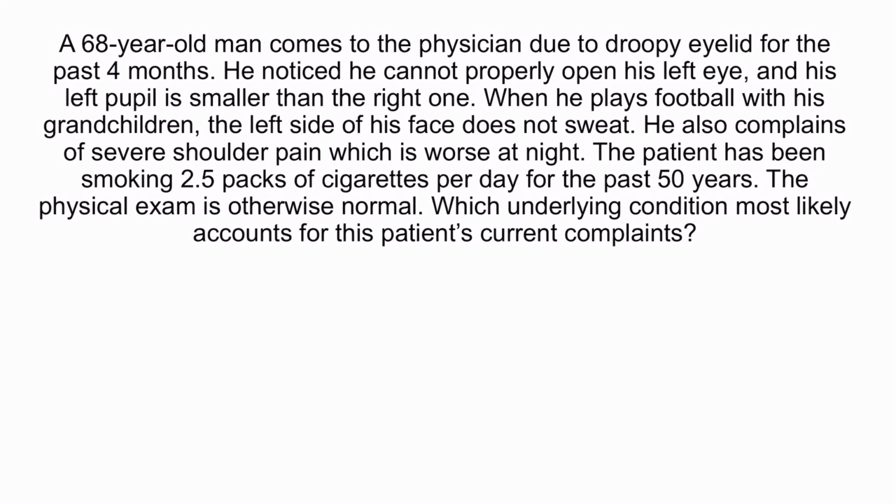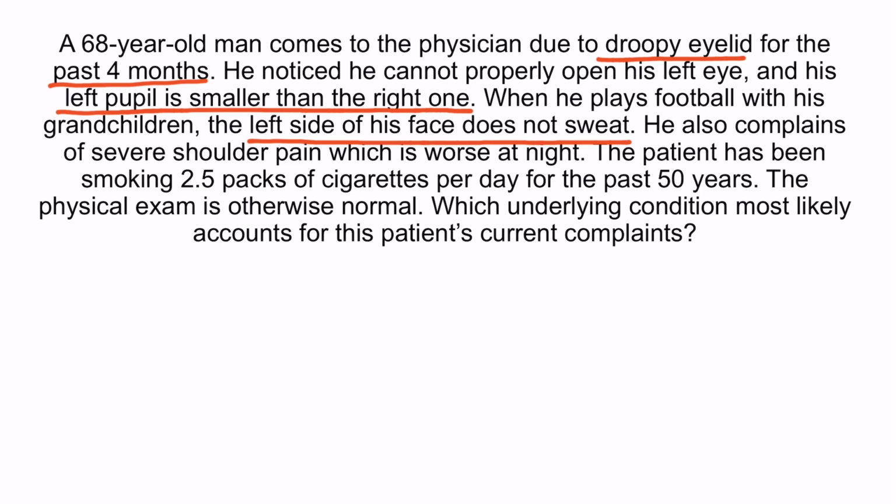This elderly man reports a droopy eyelid for the past 4 months. This finding is known as ptosis. He also noticed that his left pupil is smaller than the right one, so he has left-sided miosis and resultant anisocoria. When he plays football with his grandchildren, the left side of his face does not sweat. This sign is consistent with anhidrosis. Ptosis, miosis, and anhidrosis are the classic signs of Horner syndrome.